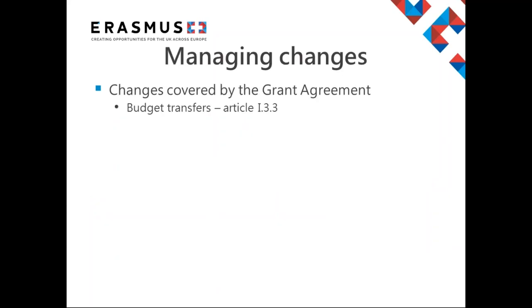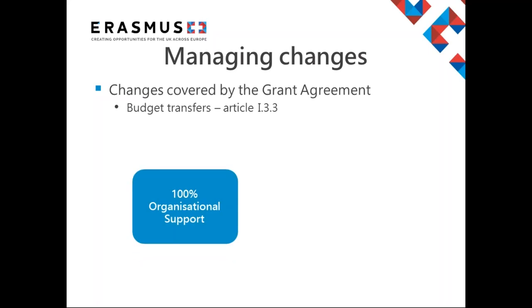We understand that sometimes, despite the best plans, changes happen. To help you manage this, your grant agreement already gives you the option to complete budget transfers. Article 1.3.3 details the type of budget transfers that you're able to do that don't require a formal amendment of your grant agreement. I'll be going through a brief example of this in a little while. Generally, this allows you to transfer between budget headings that are both based on unit costs or from a budget heading based on unit costs to one based on actual costs.